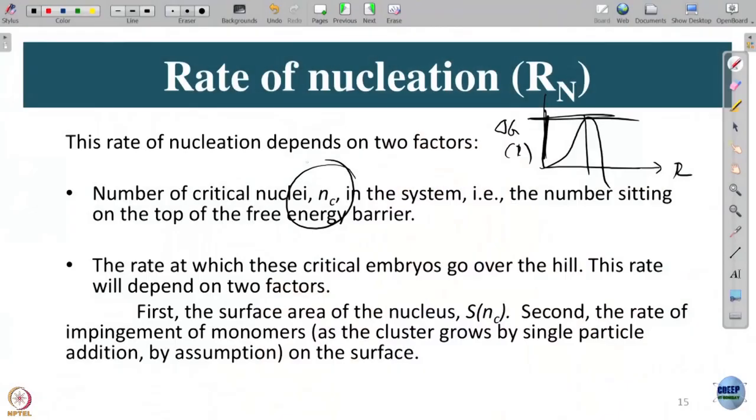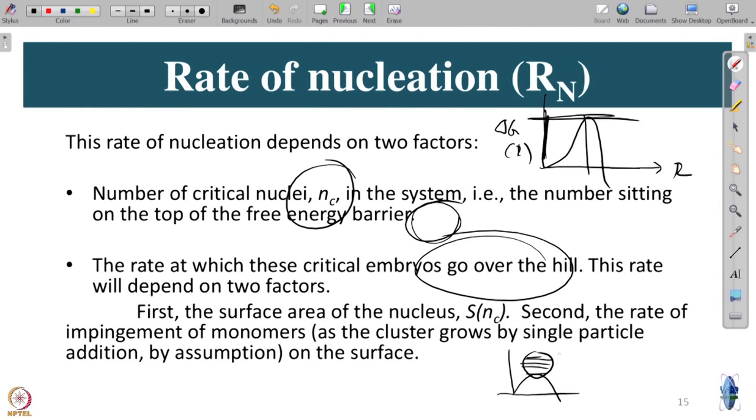And if we can see the rate as a time independent process, then how do I show it? I will say, okay, the number of critical nuclei, Nc, I can find on the top of the barrier, and then at a certain rate they will go over. This is the same thing that we do in chemical kinetics, this part. And this part is the one that is non-trivial, and I need to calculate that. So if I now have a nucleus sitting at the top, what will make it go over? It will go over if another particle comes and impinges on that.